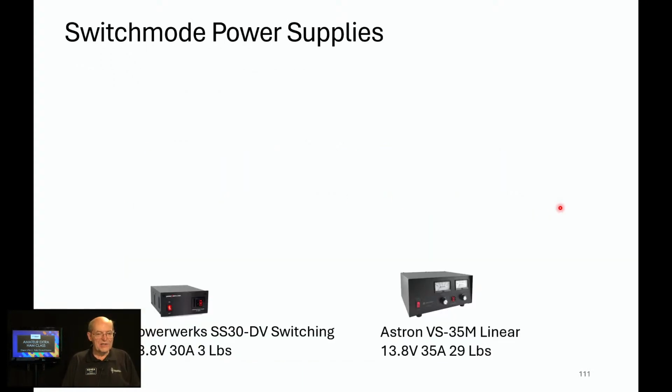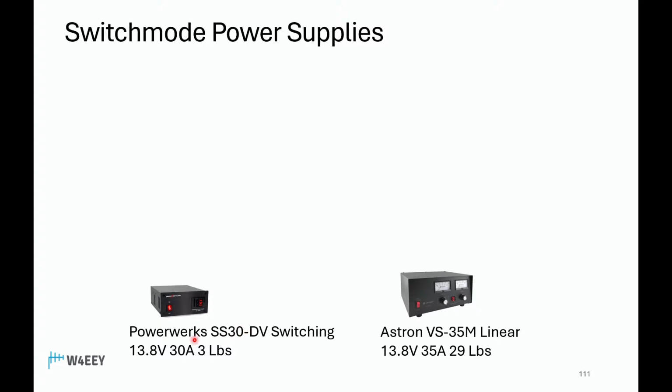Now we're going to talk about switch mode power supplies. So here's a little one, here's a great big one. PowerWerx supply, 13.8 volts at 30 amps. It weighs a whopping 3 pounds. Here's an Astron, it's a 35 amp. It weighs 30 pounds. So this weighs 10 times as much as this one. This is a switch mode supply, this is a linear supply.